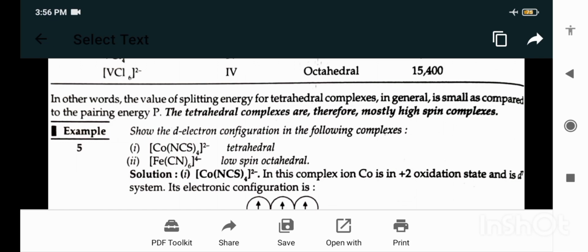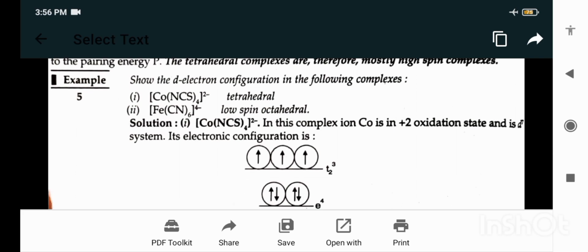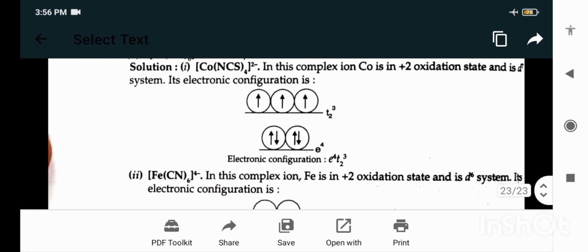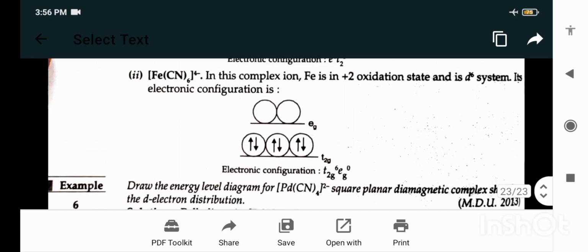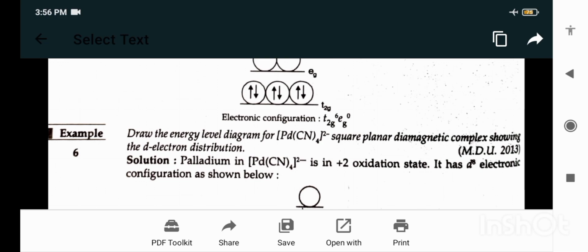For example, show the d electronic configuration in the following complexes: [Co(NCS)4]2 negative, [Fe(CN)6]4 negative. In this complex ion, cobalt is in plus 2 oxidation state and is a d7 system. Its electronic configuration is e4 t2 3. [Fe(CN)6]4 negative: in this complex, iron is in plus 2 oxidation state and is a d6 system. Its electronic configuration is t2g6 eg0.